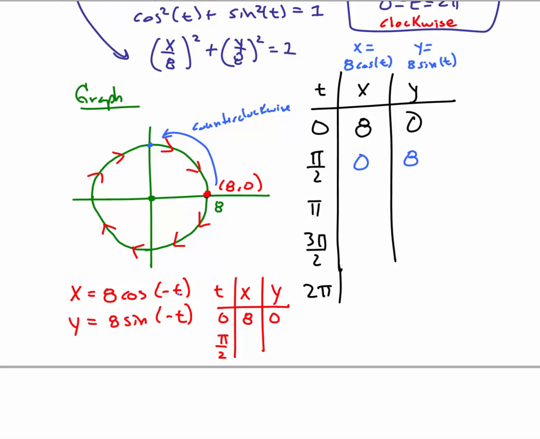As I plug negative pi over 2 in here, the cosine of negative pi over 2 is 0. 0 times 8 is 0. So this is looking identical. Let's see what happens. But as I plug sine of negative pi over 2 in here, I get negative 1. Negative 1 times 8 is negative 8. And this is the point (0, -8). So right now, I have that correct rotation. So these are the correct equations that I need.